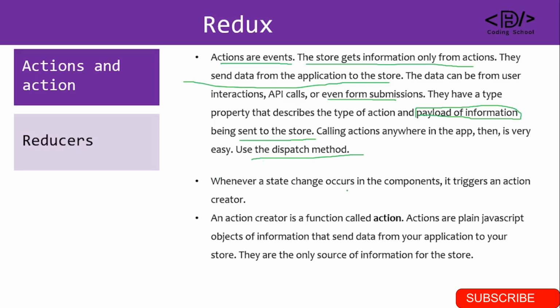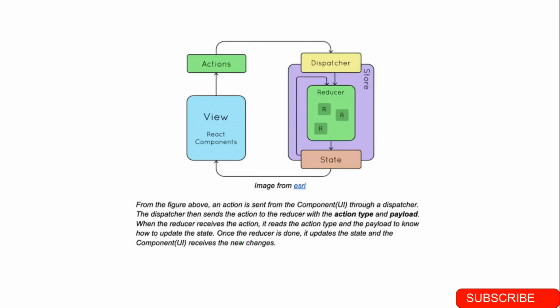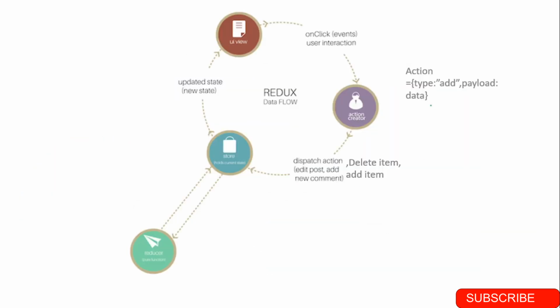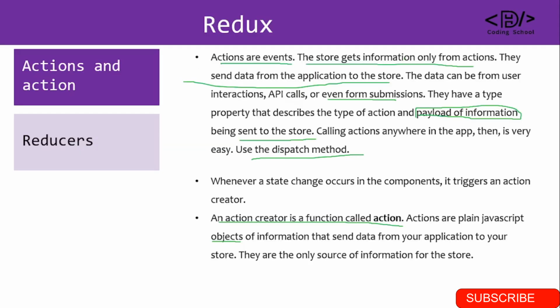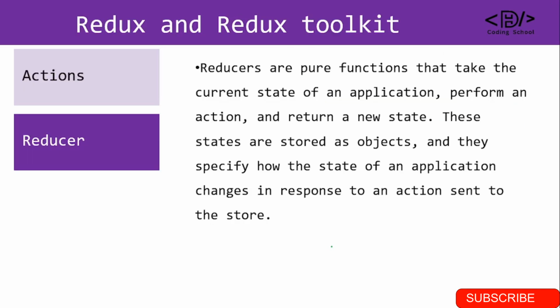So whenever a state change occurs in the component, it triggers an action creator, which returns an action. As you're going to see here, that action creator is a function that creates the action. Actions are plain objects. Remember, I created it here on top. Remember this, actions are just objects of information that send data from your application to your store. They are the only source of information for the store. So the store can only get information from the action. Okay.